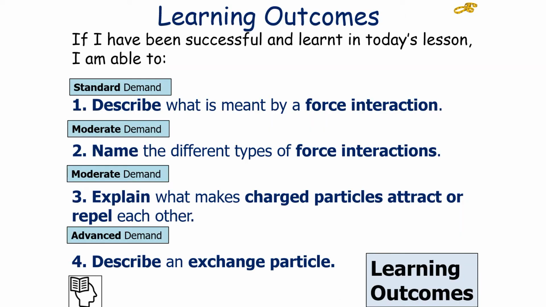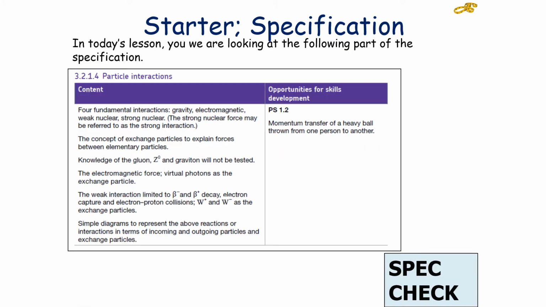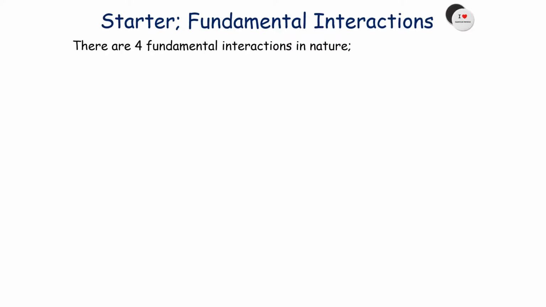So if we're successful in today's lesson, we should be able to describe what is meant by a force interaction, name the different types of force interactions, explain what makes charged particles either attract or repel each other, and finally describe an exchange particle. We're going to look at the following part of the AQA A-Level Physics specification, 3.2.1.4 particle interactions.